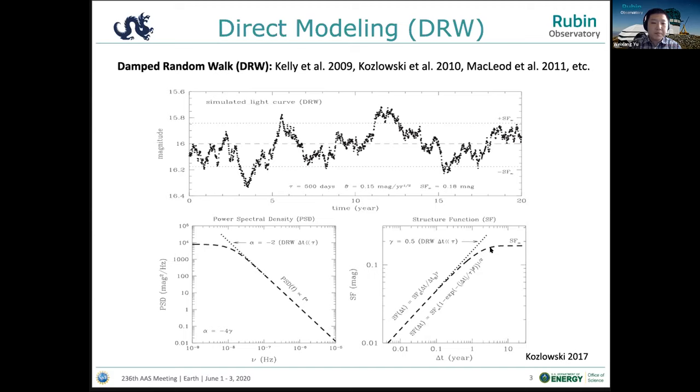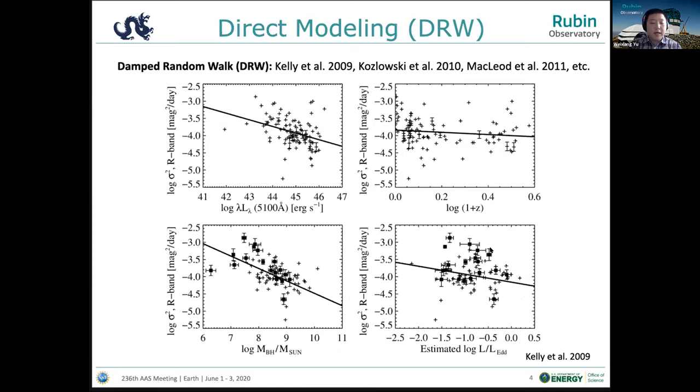The advantage of doing direct modeling as compared to ensemble studies is, I think, quite apparent. Here are some correlations explored between the parameters of the DRW and some physical properties of the AGNs, shown in Kelly et al. 2009. Here is an anti-correlation between the perturbation amplitude and the luminosity, another anti-correlation between the same parameter and the black hole mass, and another anti-correlation between the same parameter and the Eddington ratio.